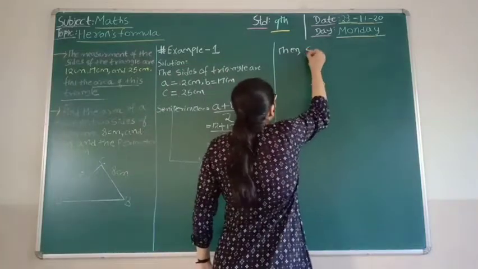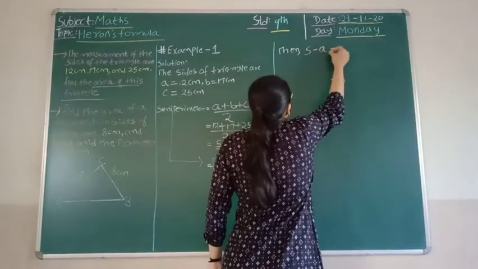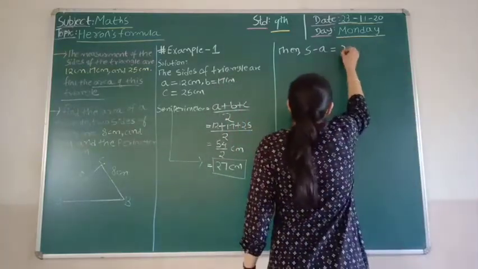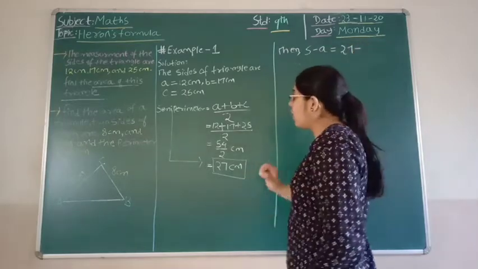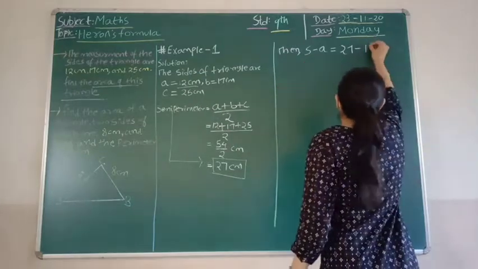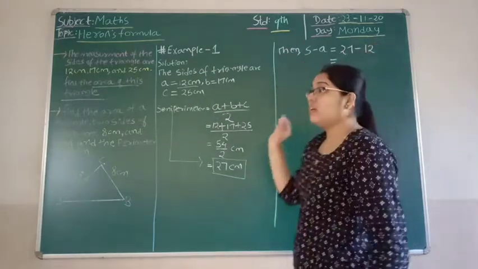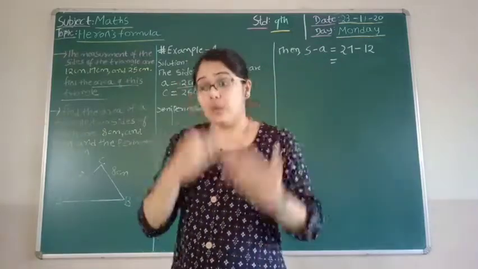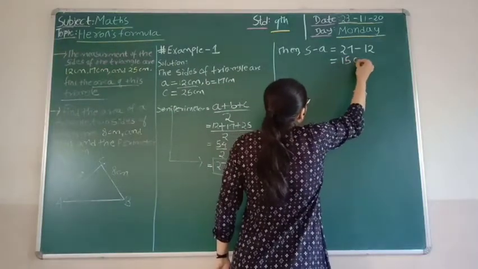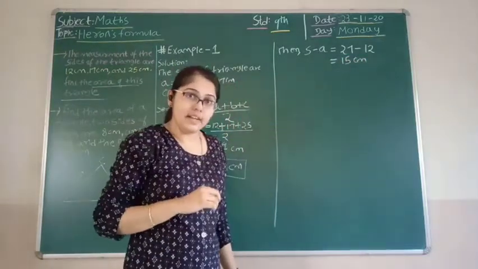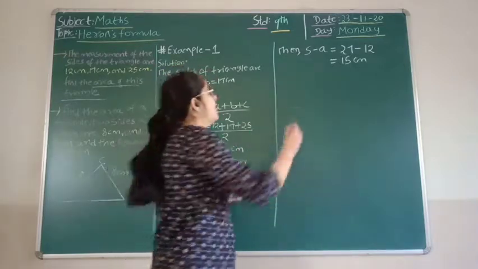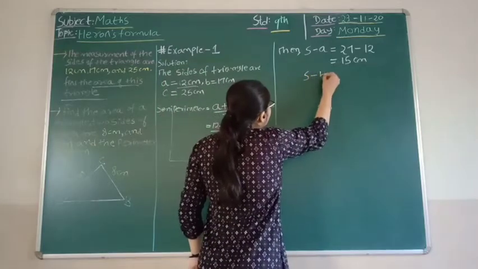S minus A. And students, I know that S, what I am writing over here, is 27 centimeter. So I am writing here 27 minus 12 centimeter, since A is 12 centimeter. And now I will subtract 27 minus 12. I am going to get 15 centimeter. Getting it?